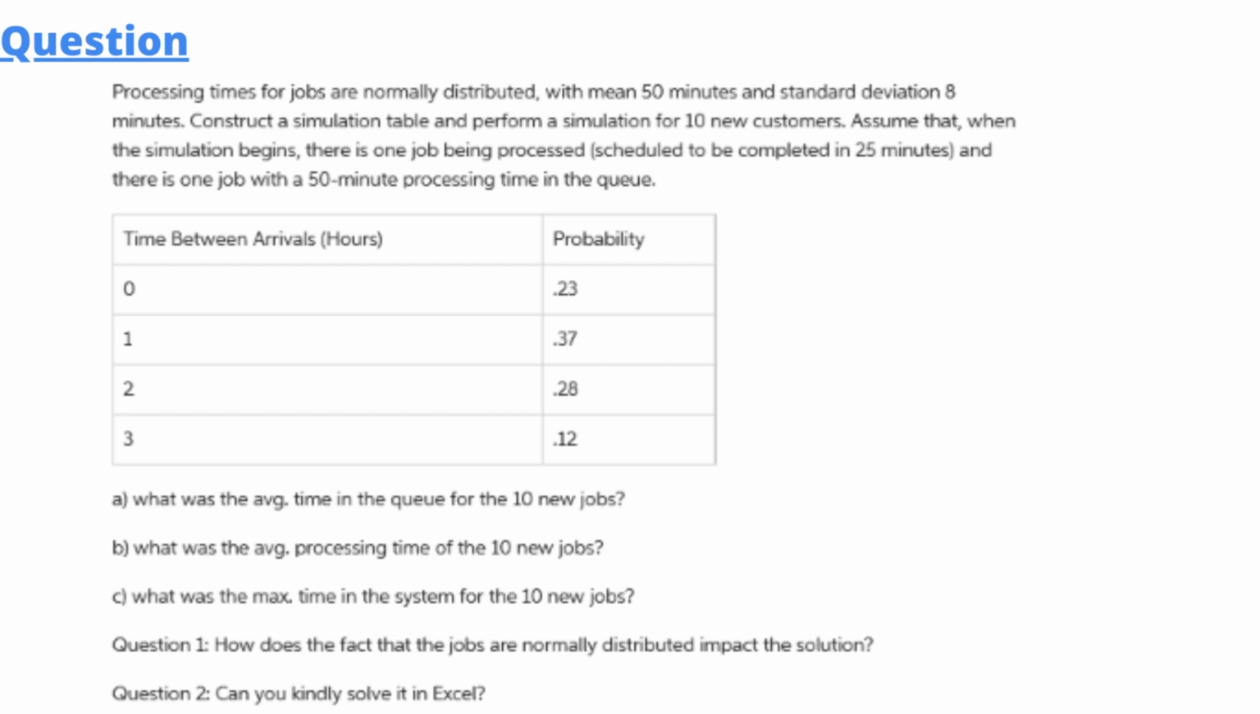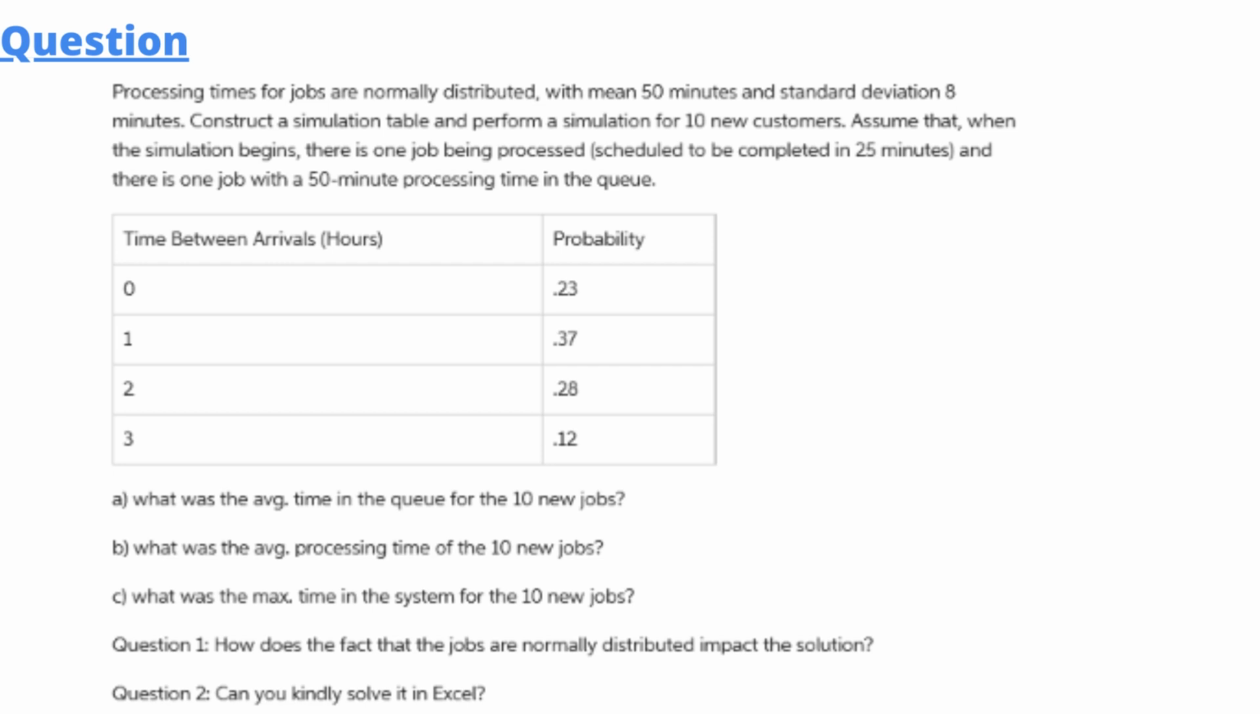Process times for a job are normally distributed with a mean of 50 minutes and a standard deviation of 8 minutes. Construct a simulation table and perform a simulation for 10 new customers. Assume that when the simulation begins, there is one job being processed and there is one job with a 50-minute process time in the queue. The time interval we have is 0, 1, 2, 3, and the probability is 0.23, 0.37, 0.28 and 0.1. So we have three options here, A, B, C in question 1 and question 2.